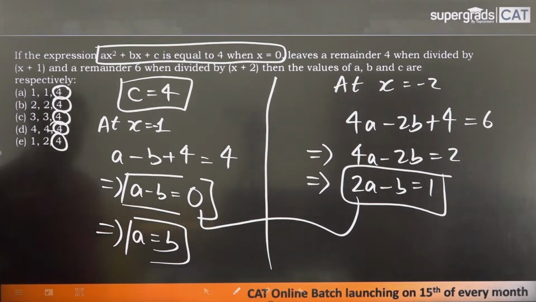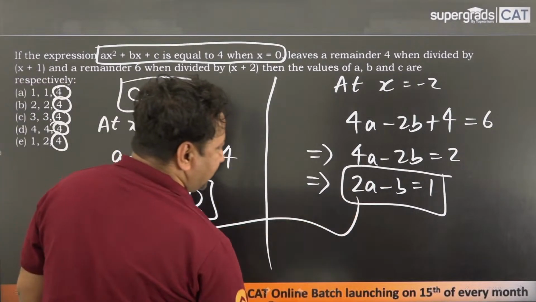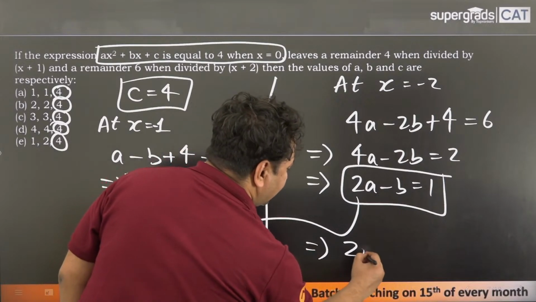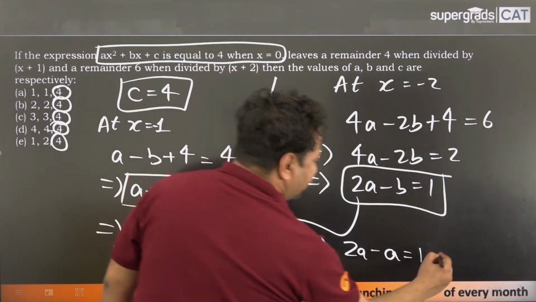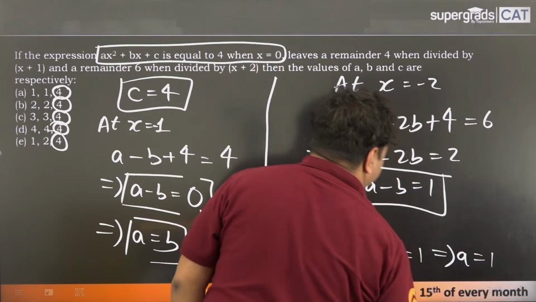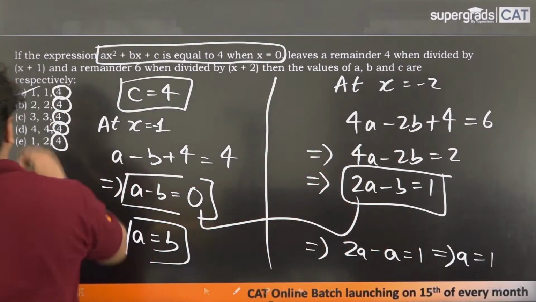2A minus B equal to 1. You can just put A as B over here. So you will get 2A minus A is equal to 1, which means A is equal to 1. And A and B are equal. So 1, 1, 4, option A is correct.